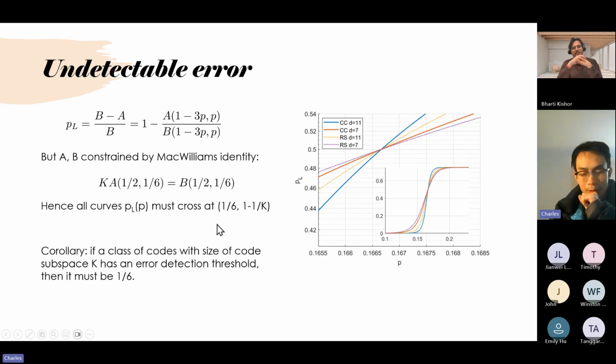Okay. So what it means is that if you plot these logical error rates as a function of P, all of those curves must cross at this point where P is equal to 1/6, and P sub L is equal to 1 minus 1 over K. So here are some examples of the distance 11 color code and some rotated surface code. They're all on the order of 50 to 100 qubits. And by computing their enumerators, you can figure out this function.